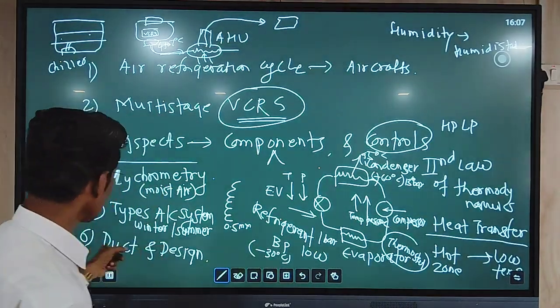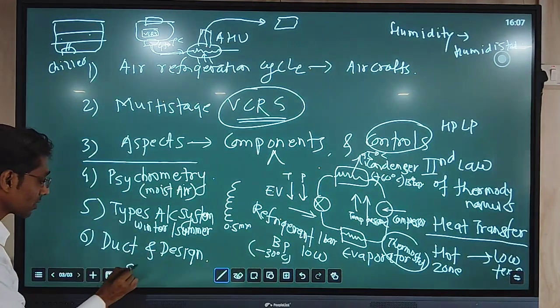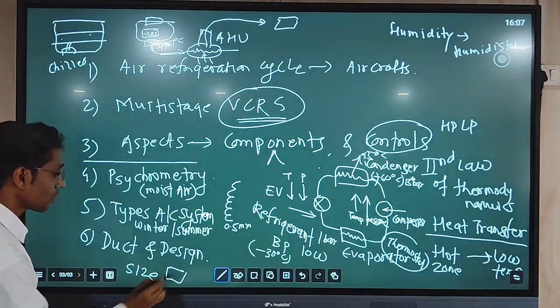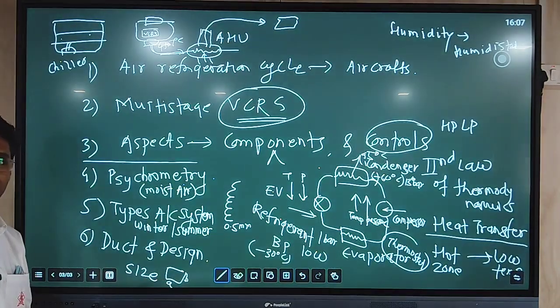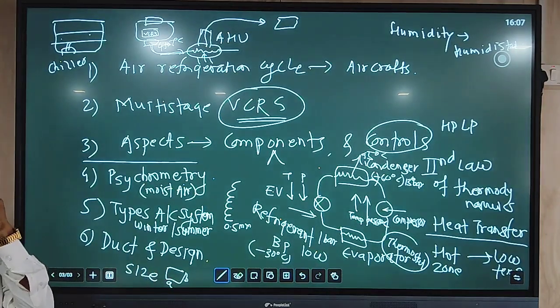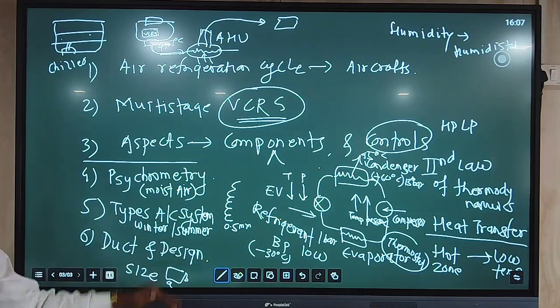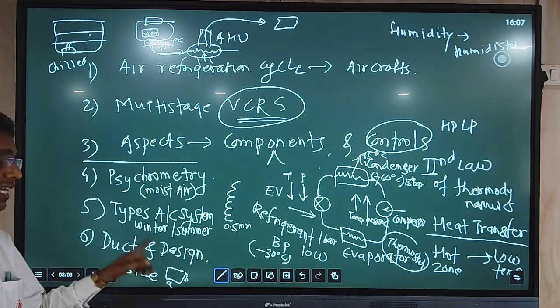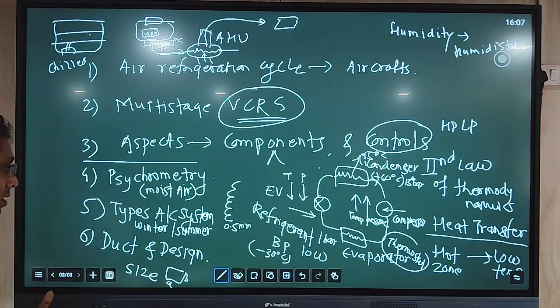So in this chapter we have to decide the size of the duct, meaning this A and B, suppose these are the two sides. The size of the duct is to be decided, so that comes under design. In the design there are different methods by which the size of the duct is finalized. That is called duct design.